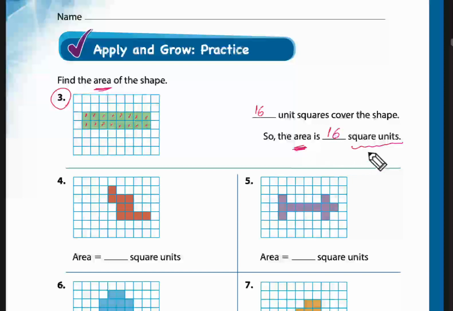So, again, my heroes, 16 square units means that 16 squares can cover the shape without gaps or overlaps. Gaps means white spaces inside, and overlaps means you put something over something. You will not put squares on each other.